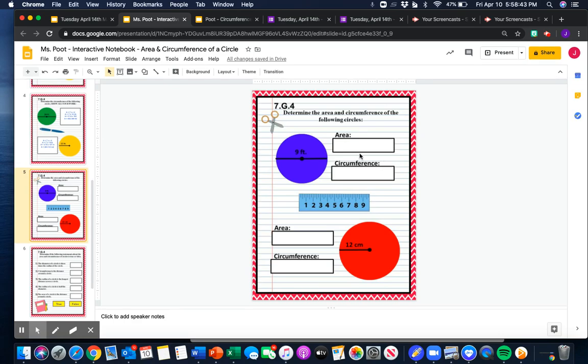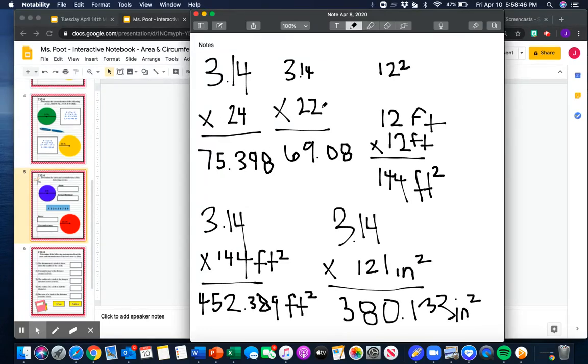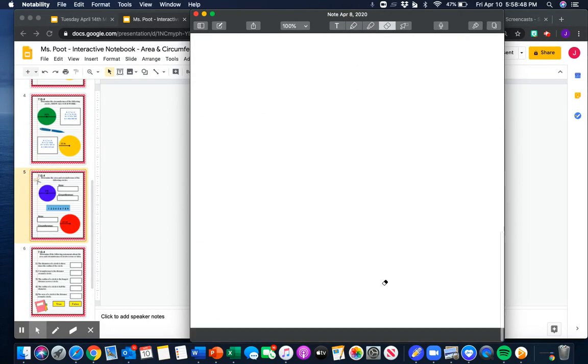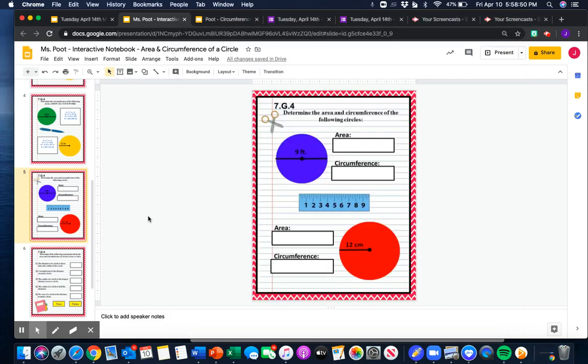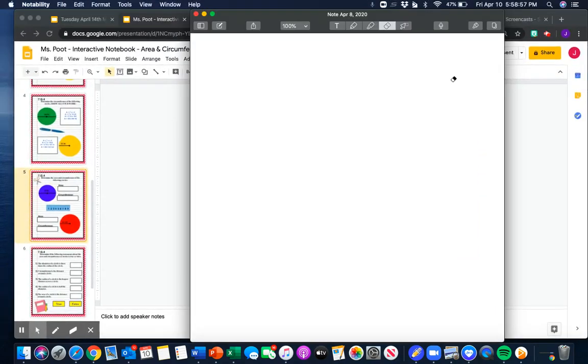Okay, all right, so I'm going to erase my scratch paper because I'm going to need it. The first one is they want area and they have a circle that has a diameter of 9. All right, so I'm going to grab my pencil and draw a sketch of it. And it's D equals 9. Now my units are feet, so I'm going to have to write that down too.